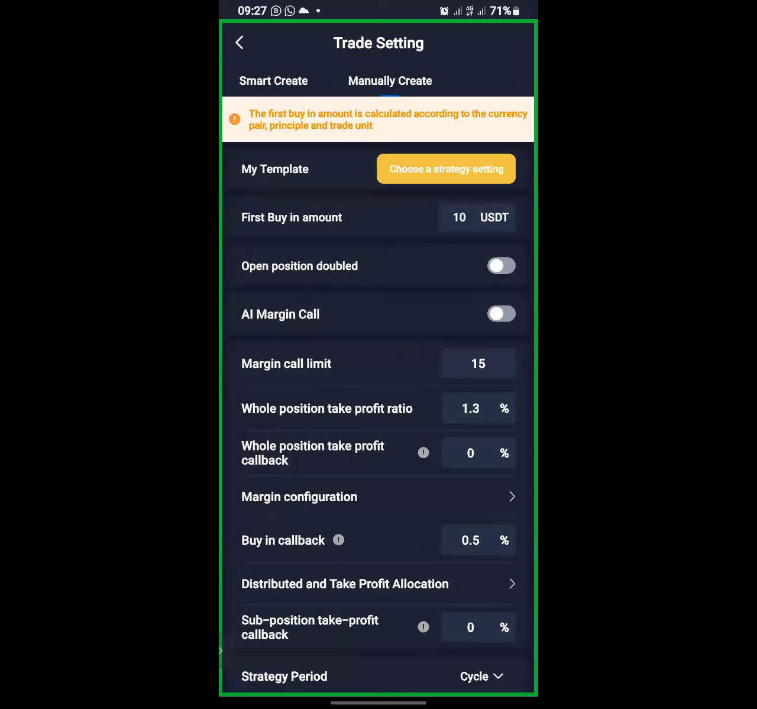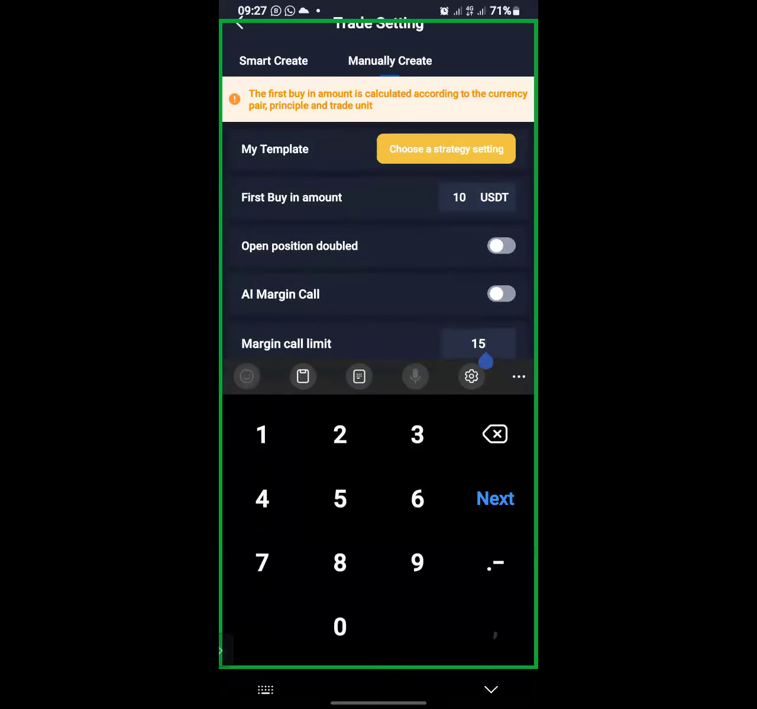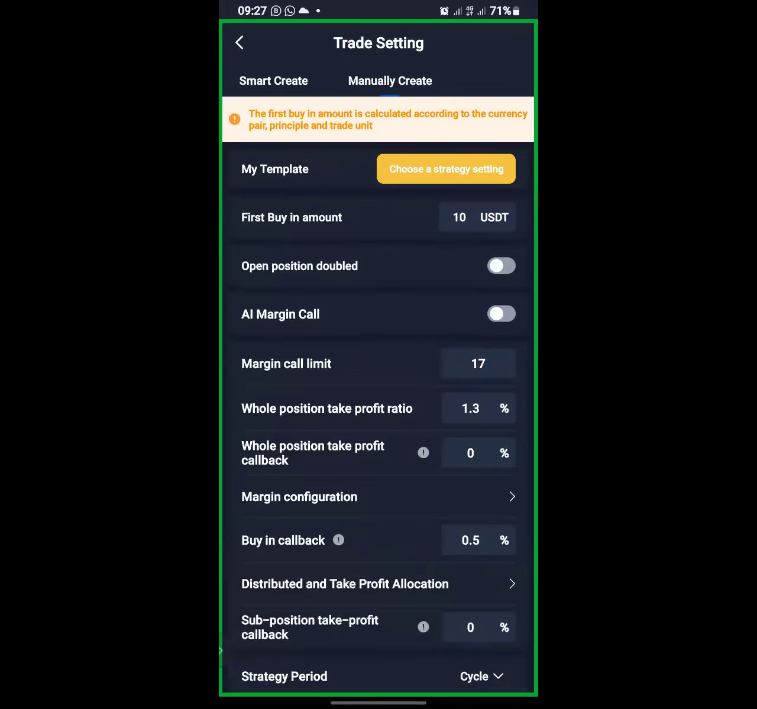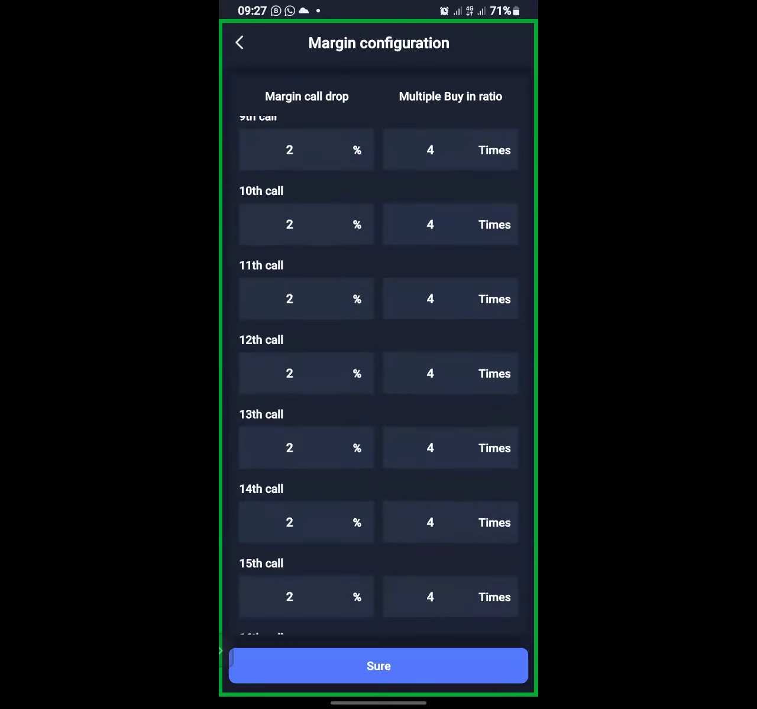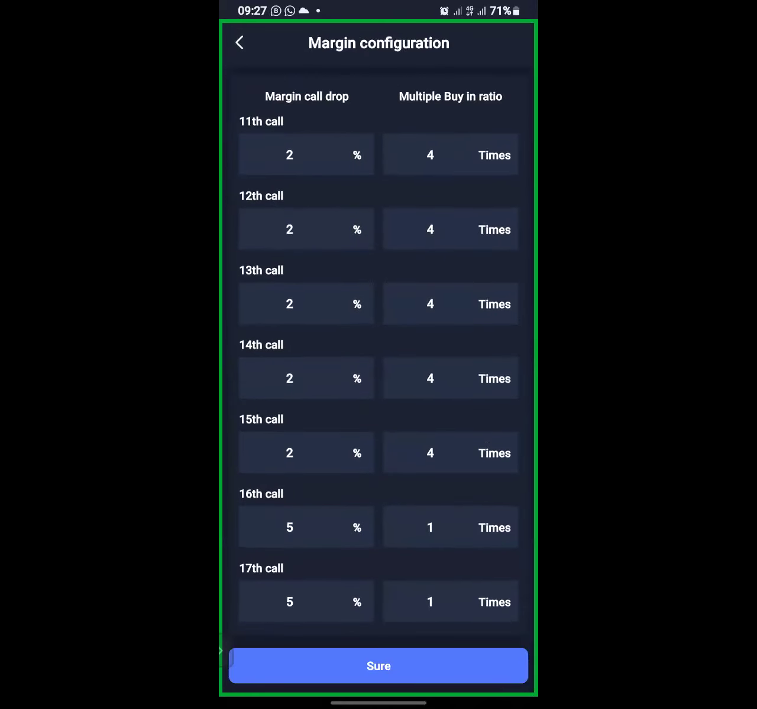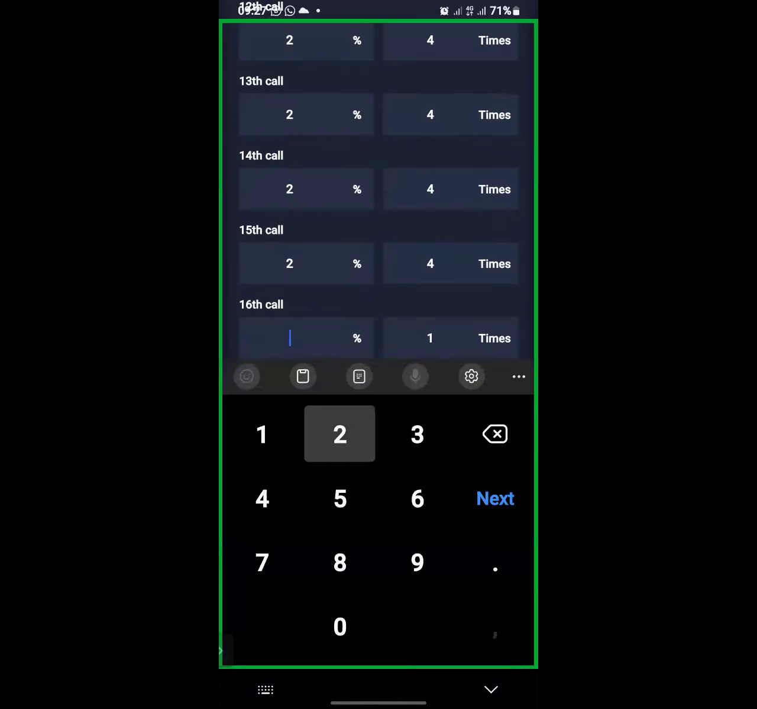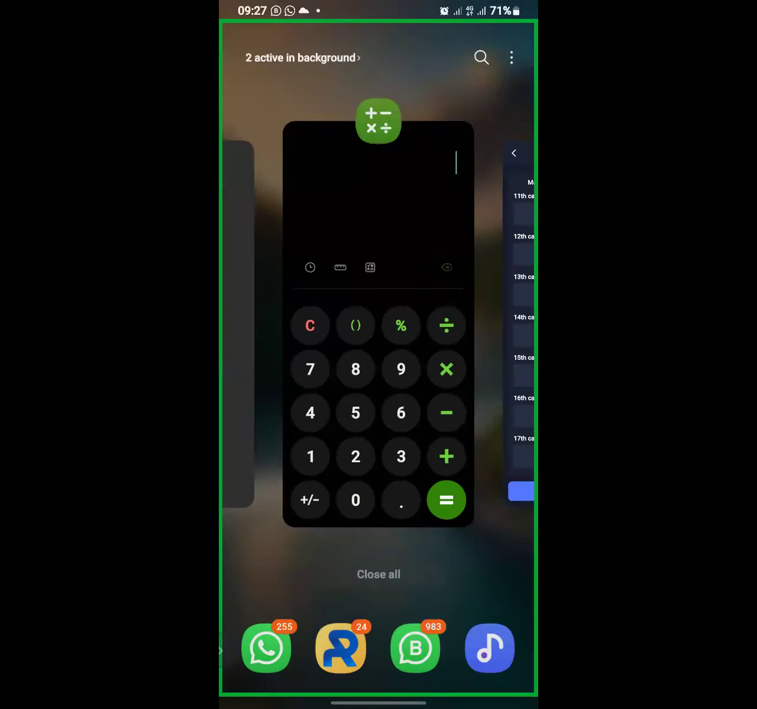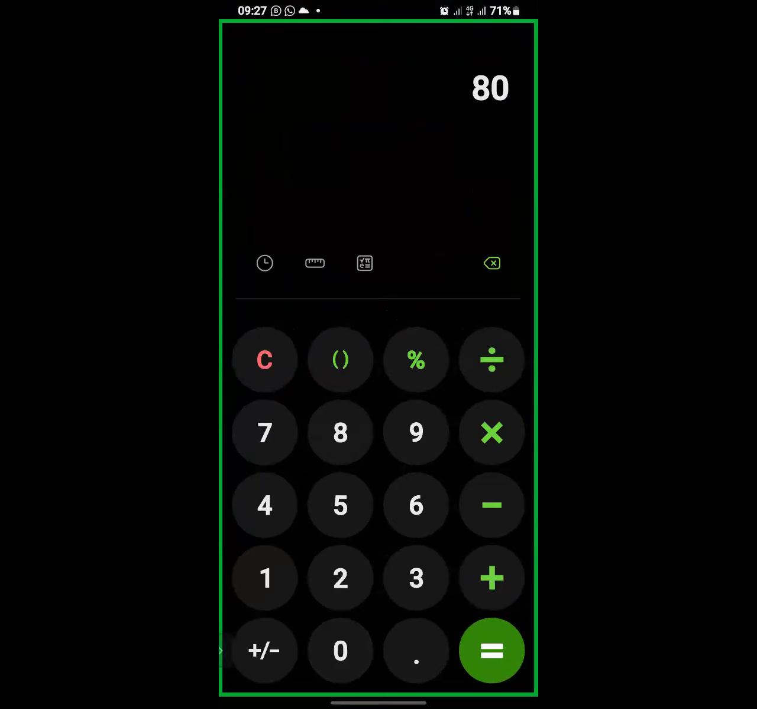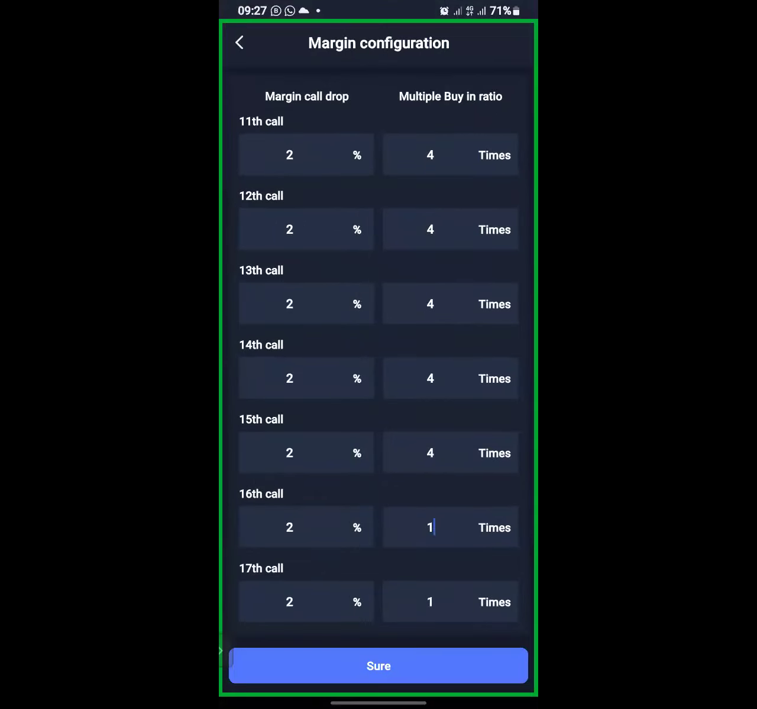Then the first option, you increase your margin calls. That means it was 15, you've made it 17. That means you've added 2 margin calls. You go to margin configuration. The 2 margin calls you've added will be shown here down. That means you're going to also set them. You put your margin call drop. Then you get your 80 profits that you've made. Then you divide by the 2 margin calls to get 40. How do you apply 40? You come and you put your 4. That's the first option.